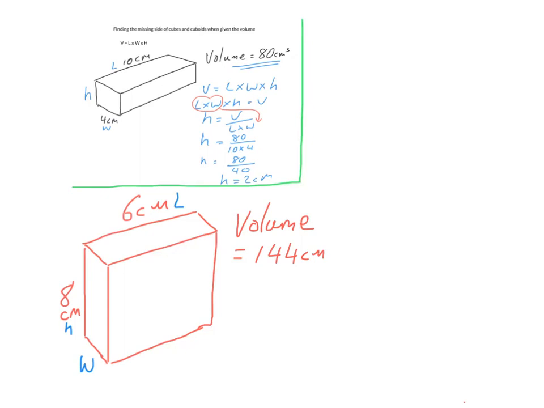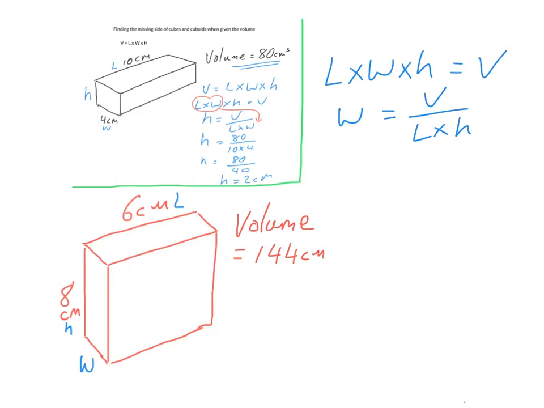Okay, so here we have another example of a cuboid, and this time the unknown is the width. So I'm going to start off again with the formula. So remember, it's our length times our width times our height. That gives us our volume. Now we're looking for the width. So the width is going to equal the volume divided by the length times the height.